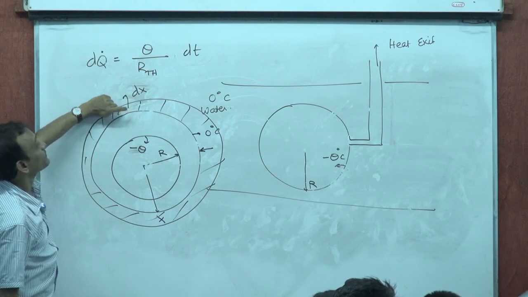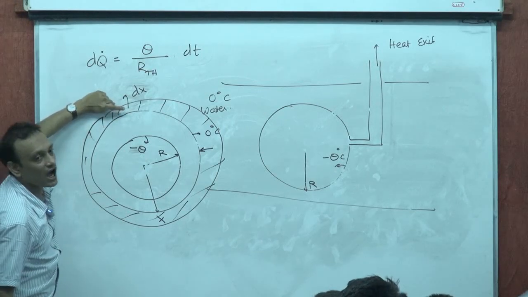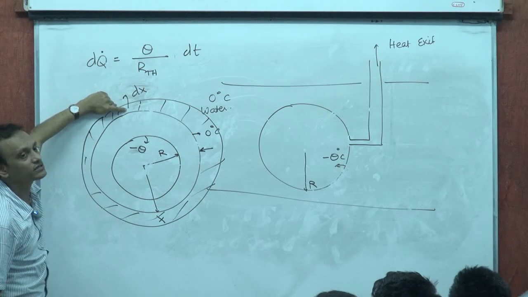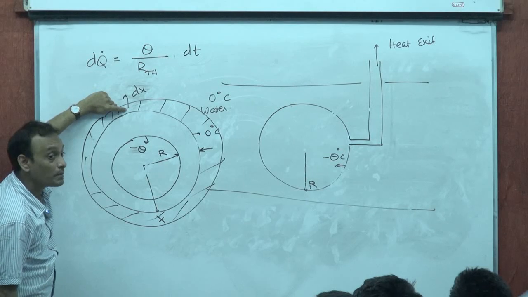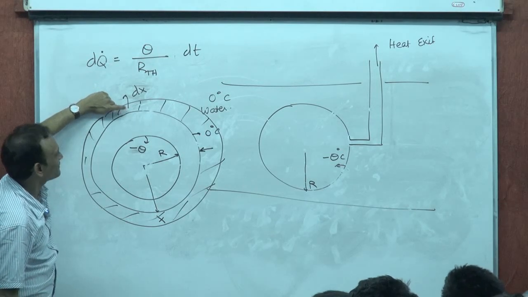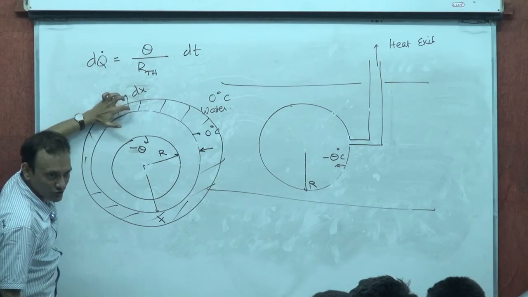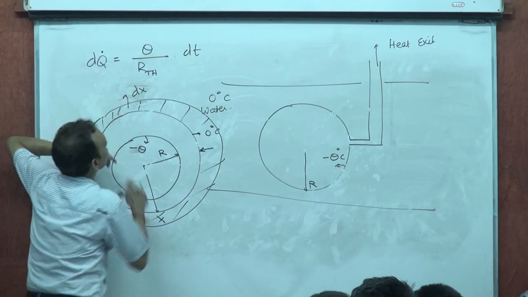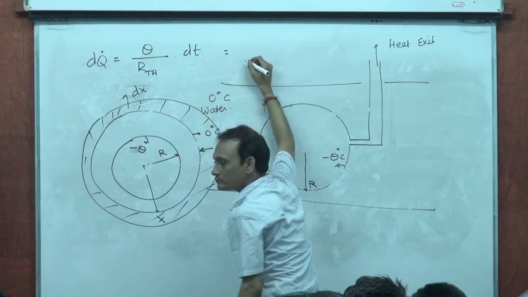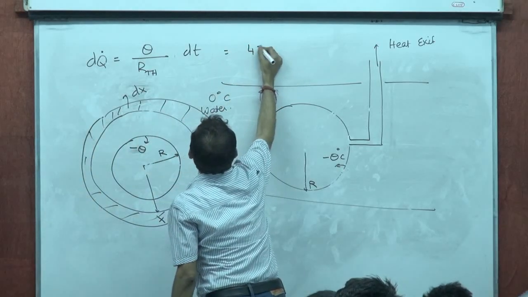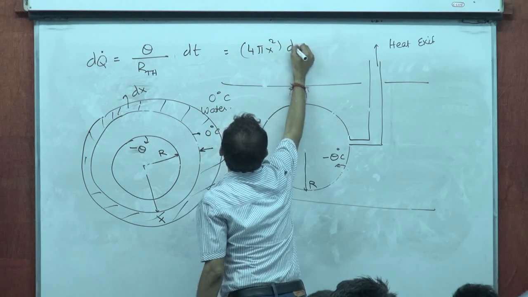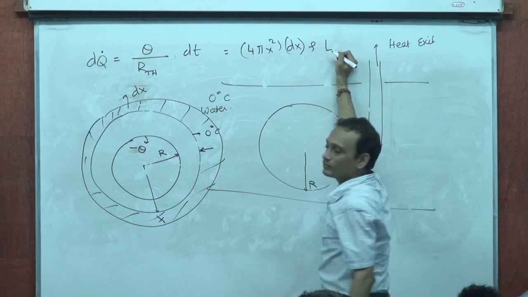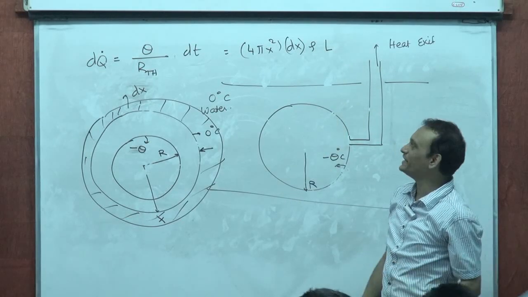In the process, how much heat is released by this dx? Mass into latent heat. This dq dot must be the mass of this into the latent heat of ice. So what is the mass of this? Well, 4 pi x squared dx is the volume of this, times rho, which gives me the mass, into latent heat. That must be dq dot.